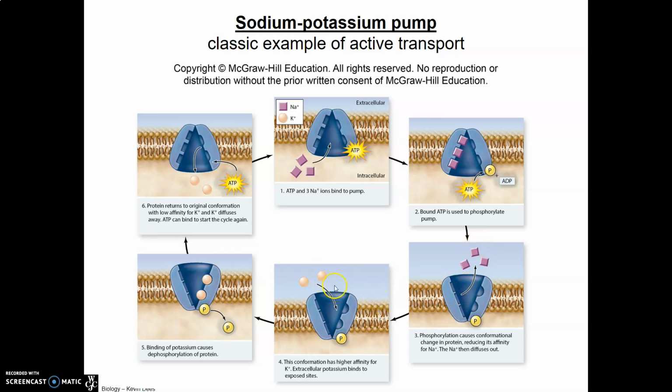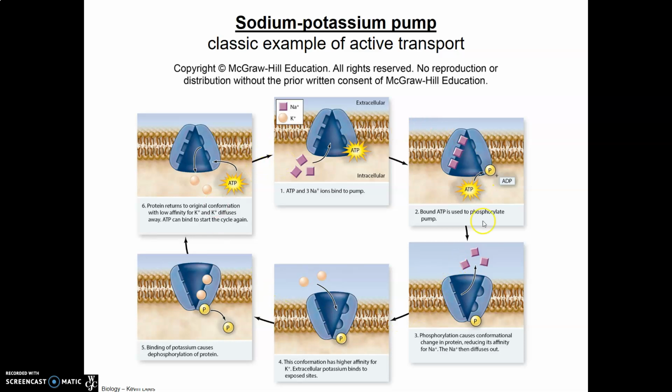Now, this change also allows for 2 potassium ions to bind to this protein, and as the potassium ions bind, the phosphate is removed. This changes the shape of the protein again, and we see the protein open up back to the inside, and these 2 potassium ions are moved in. And once again, an ATP binding to this can start the cycle all over again.